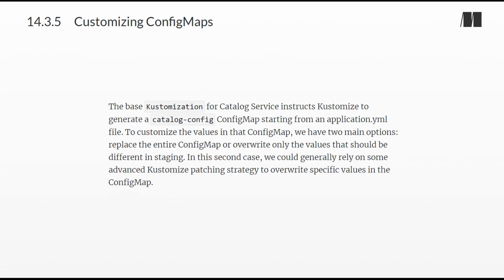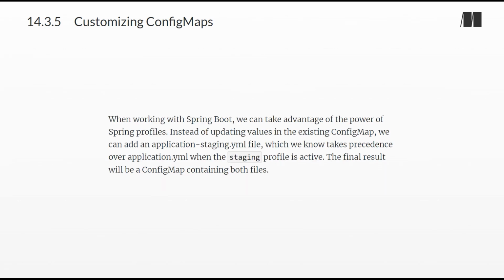The base customization for catalog service instructs Kustomize to generate a catalog config map starting from an application.yml file. To customize the values in that config map, we have two main options: replace the entire config map or overwrite only the values that should be different in staging. In this second case, we could generally rely on some advanced customized patching strategy to overwrite specific values in the config map. When working with Spring Boot, we can take advantage of the power of Spring profiles.